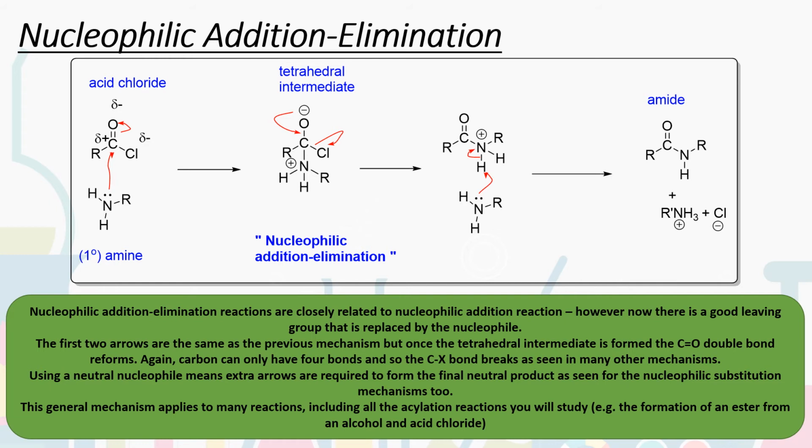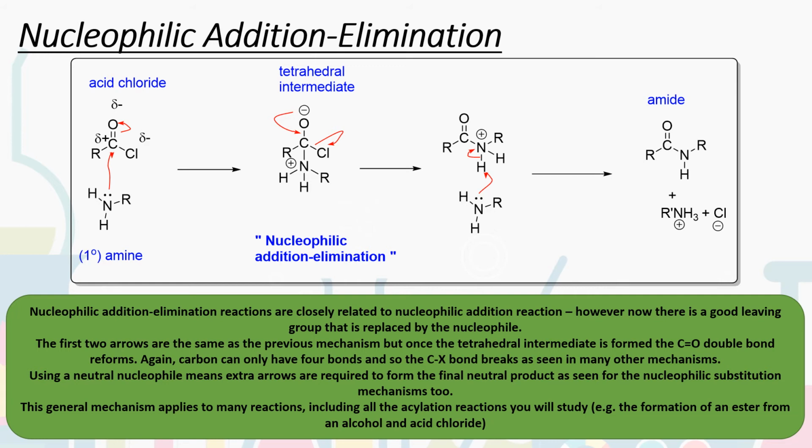And then again, carbon can only have 4 bonds, and so therefore our C-X bond, whatever the leaving group is the X, in this case the Cl, we have that very familiar arrow, like we saw in the nucleophilic substitution reactions, starting at the carbon-chlorine bond in the middle of it, and ending up at the electronegative chlorine atom. And that kicks it off as a chloride anion.